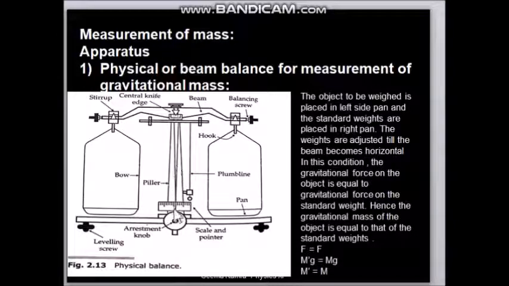As soon as this pointer comes to 0 on this scale, that means this beam is horizontal exactly. That time the total weight this side is equal to total weight this side. And weight means gravitational forces. So the force on left side and right side are same. Suppose this side the mass we have assumed m dash which we have to measure. Mg formula we have applied for the force and this side all standard weights.